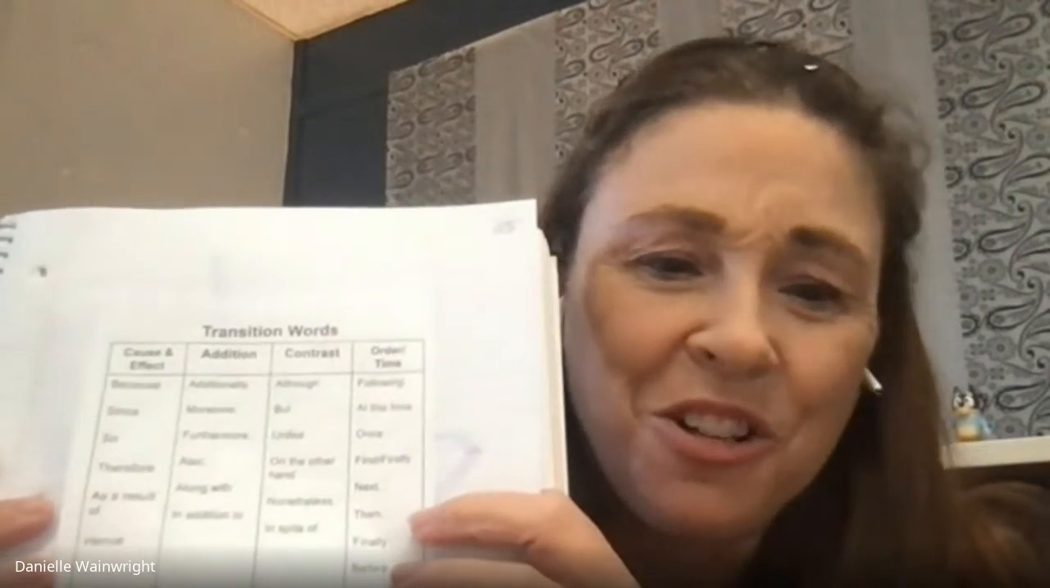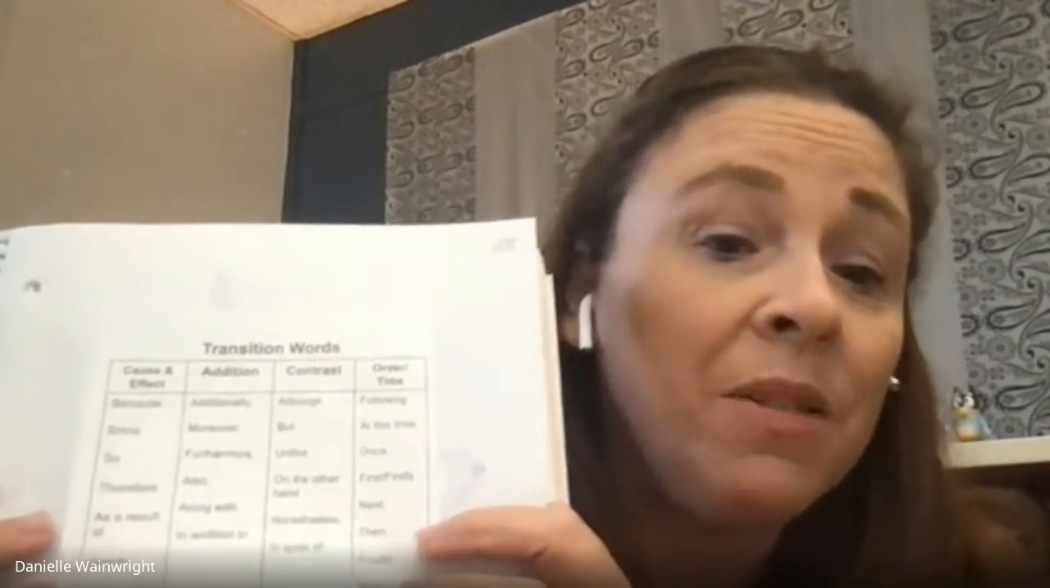Okay. What you're also going to do is add transition words and phrases to your plot line. You're going to have glued in a list of transitions, a transition word bank, which these are not all the transitions in the world, but they're pretty common ones for what you're writing. So are you writing cause and effect? Are you writing addition, contrast, or order of time? I used a lot of order of time transitions because I was telling a sequential story.